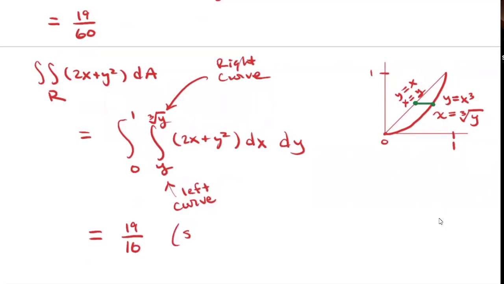Same answer. So it doesn't matter what order you do. It's just that some orders are easier than others. And I wrote 16, but it should have been 60. Same answer.